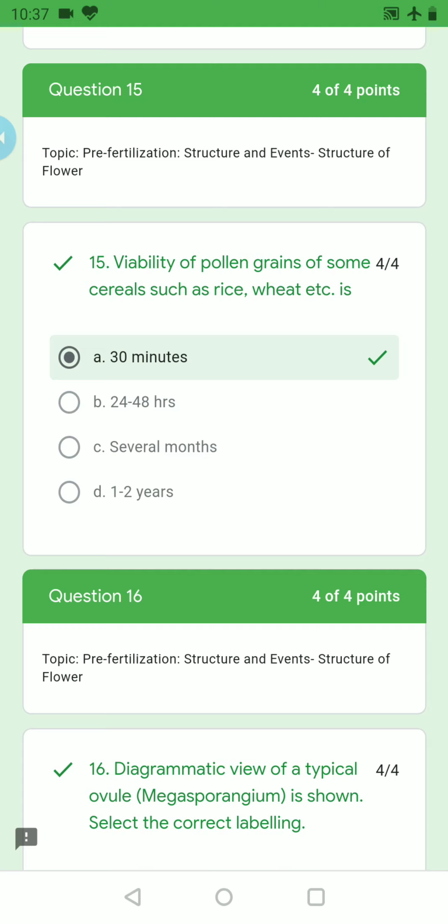But it will differ. I told you, when it comes to some species, they can survive for years together. In the last topic when we were discussing, the seeds survived, and they are also found as fossils. Okay, the next question.